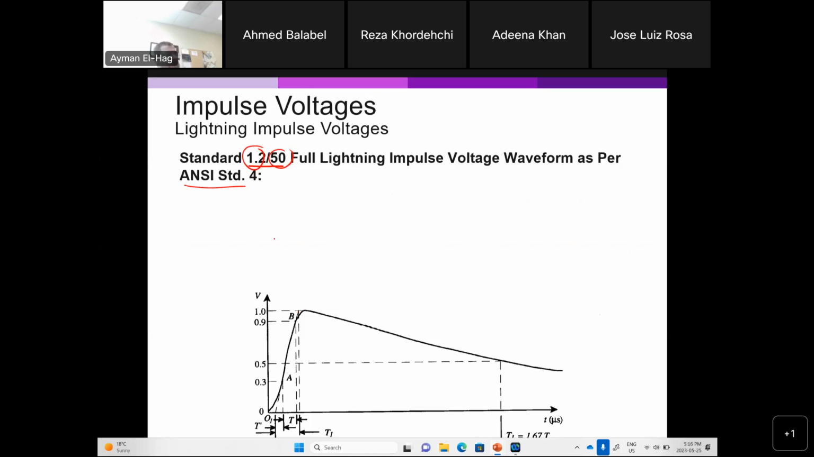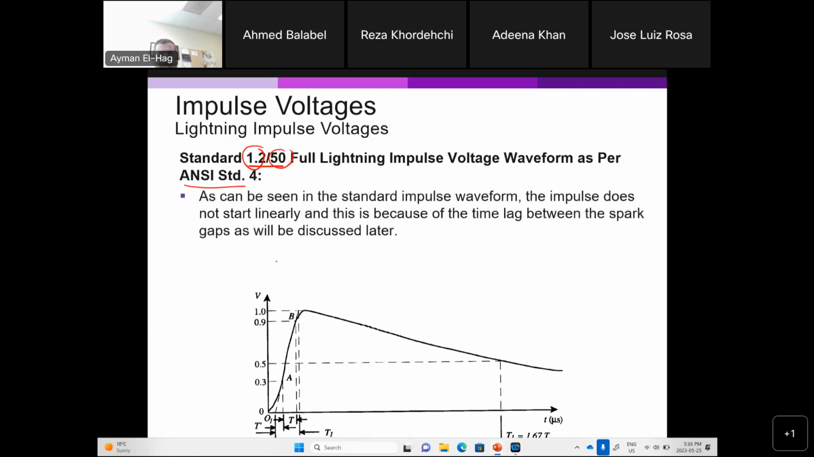What is the definition of the rise time and the fall time? We will see in the coming text. So here we generate that in the lab. We have a waveform that rises in 1.2 microseconds, but we'll see how we specify the 1.2 and how we measure it. Now, look here. The start of the waveform is not linear. This is due to how the impulse generator works, and I will talk about that later on. So remember this: the start here is not linear.